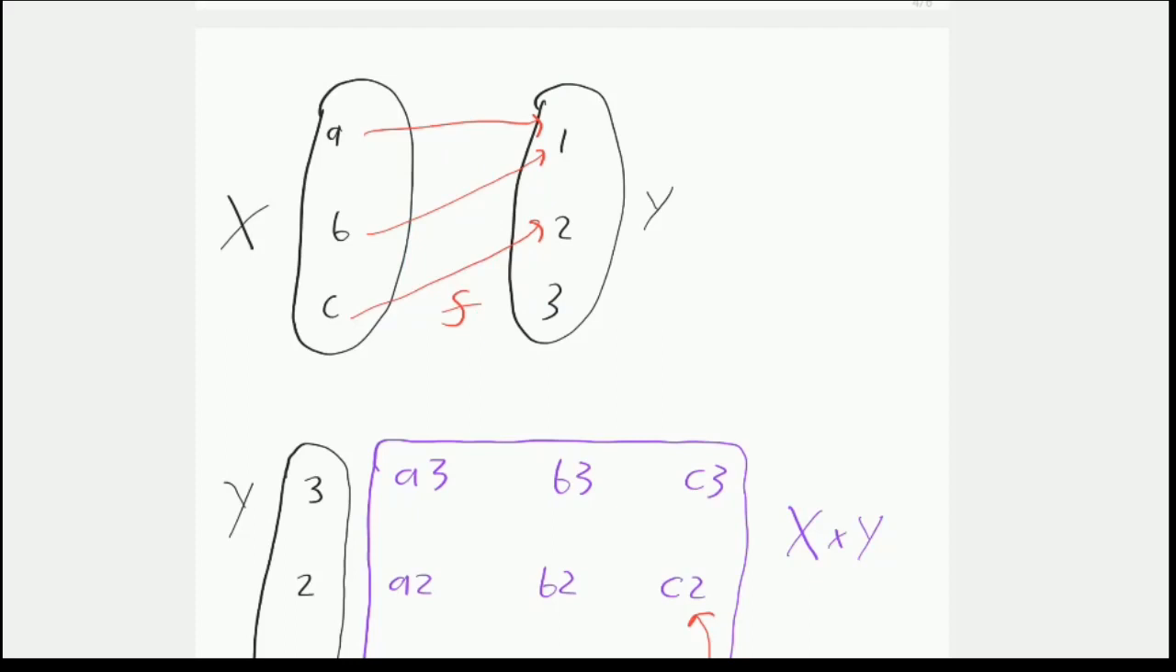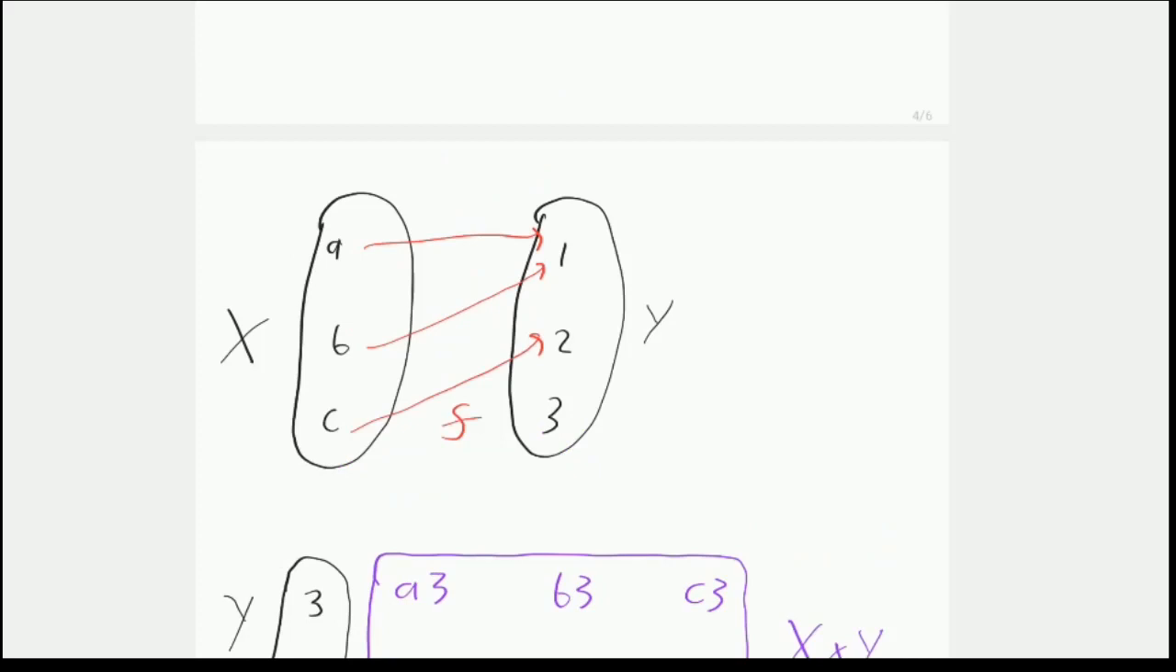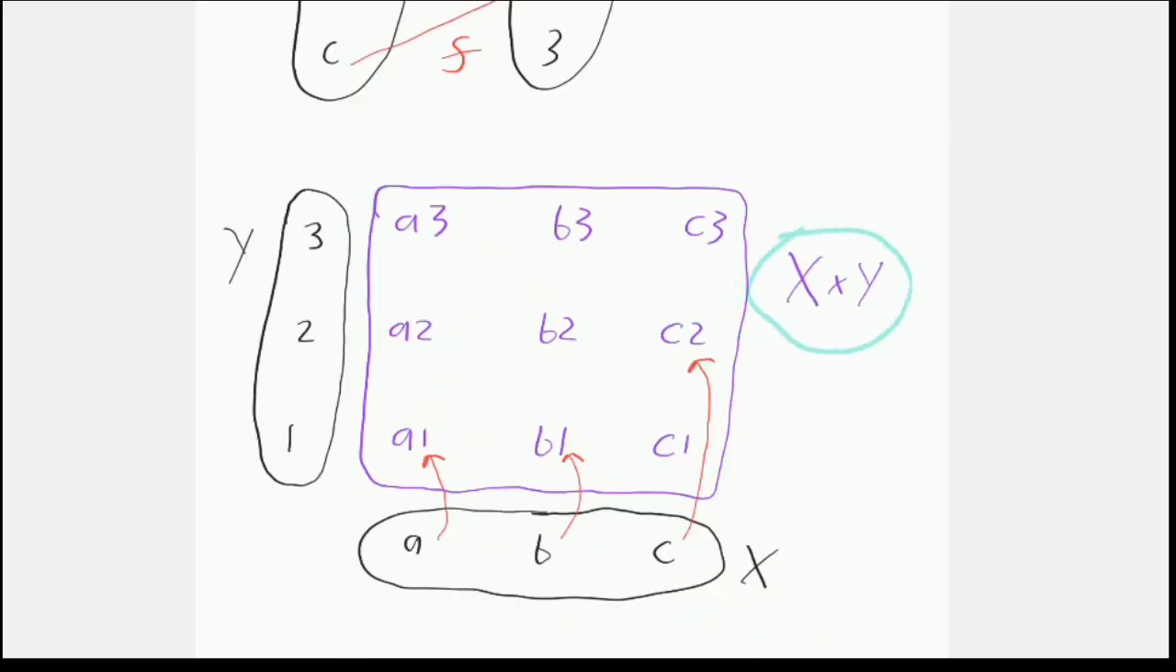Now, another way we can picture this function is as a graph. In a sense, what we do here is make things higher dimensional. The key thing is that we form this new set, which we call x times y. This is what we call the Cartesian product of x and y. It's just the set of all pairs which have their first element in x and their second element in y. And you can see that that gives us these 9 elements here: A1, B1, C1, A2, B2, C2, A3, B3, C3.